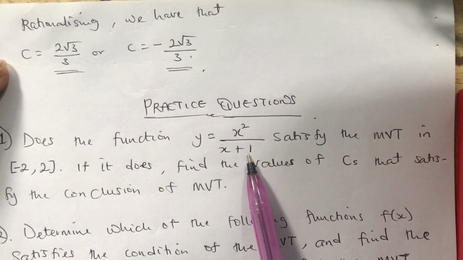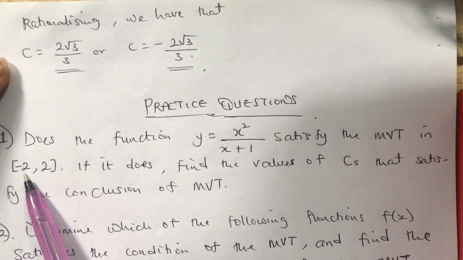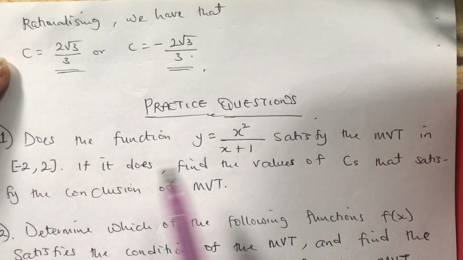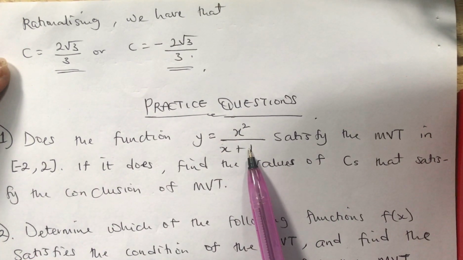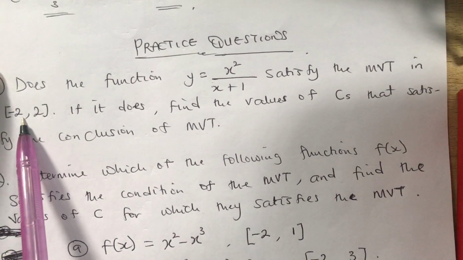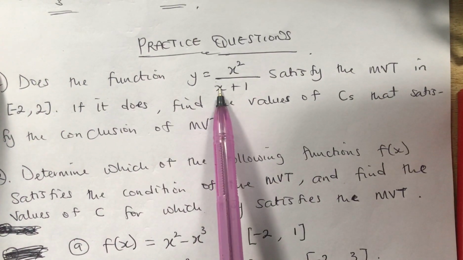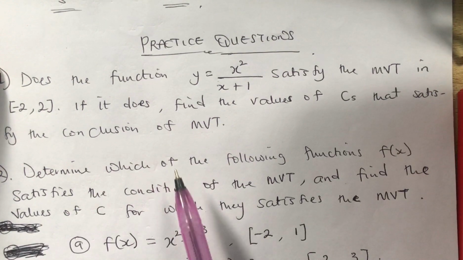Then check if minus 1 is in the interval. I won't tell you if minus 1 is there or not, but confirm yourself. If you end up having minus 1 in this interval, that means this function is not continuous and it does not satisfy the mean value theorem, since it is not continuous. And if minus 1 is not there, that means this function is continuous. Then you go ahead to check if it is differentiable and the rest.